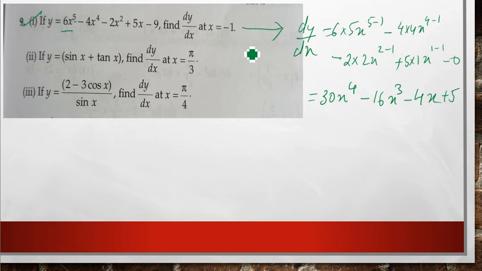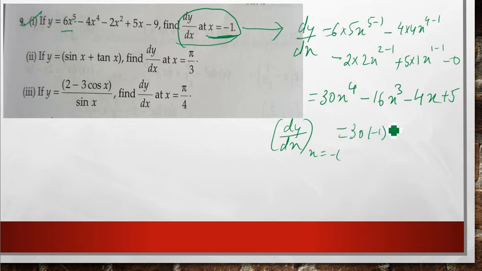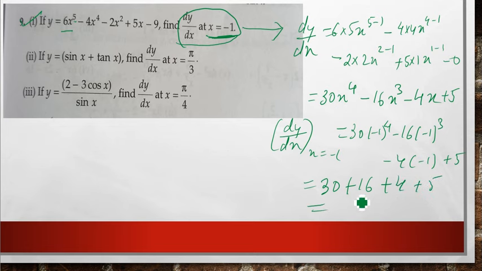Bas. Now see, they are asking you not to find dy by dx. Be very careful. Okay? They are asking you to find dy by dx at x equal to -1. So dy by dx at x equal to -1, the value will be what? 30 into -1 to the power 4 minus 16 into -1 to the power cube minus 4 into -1 plus 5. So the value will be 30 plus 16 plus 4 plus 5. So how much will it be? 20 plus 30 is 50 and it is 55.